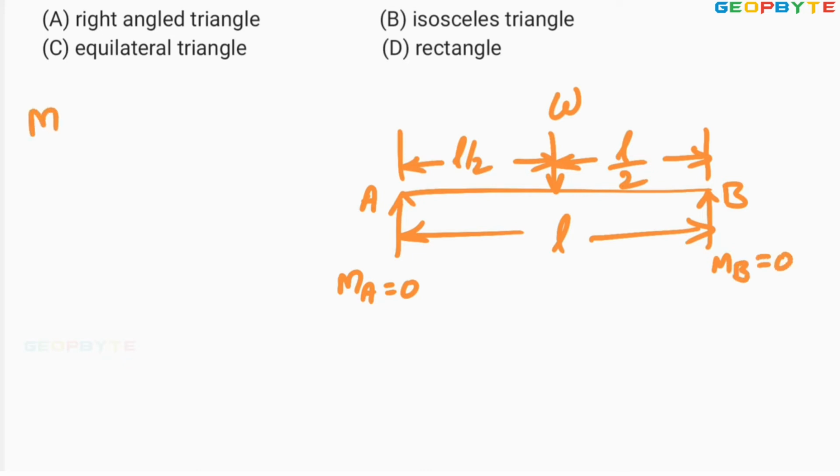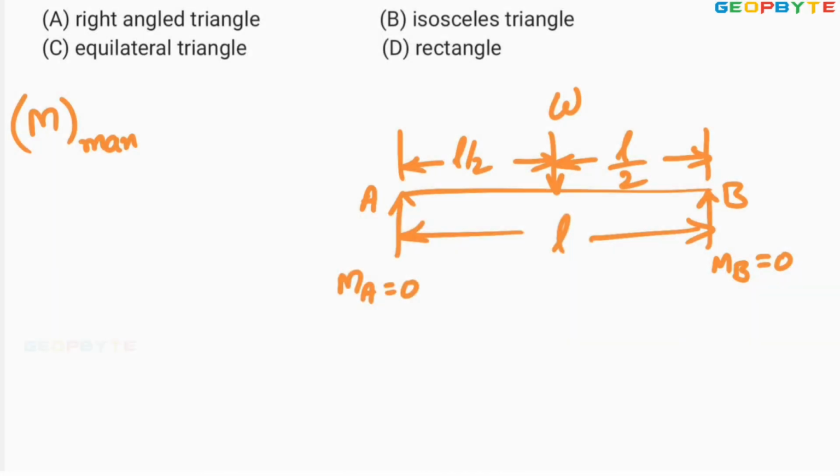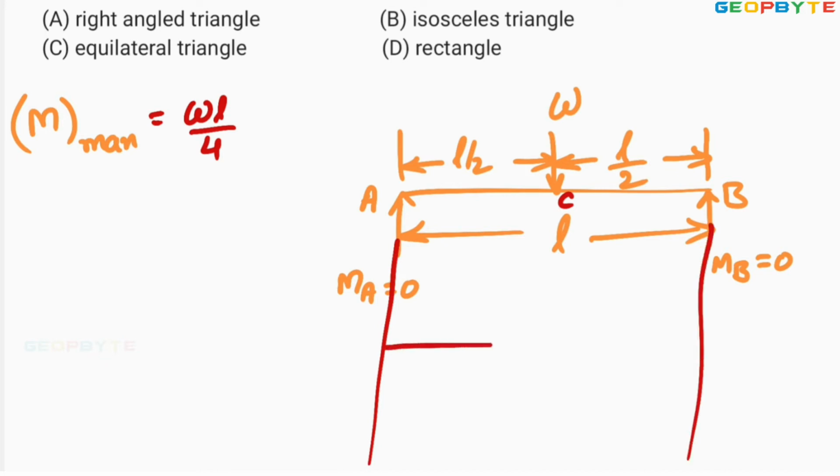And maximum bending moment at the center, let that be C. Maximum bending moment at the center C is equal to WL by 4. Therefore, the bending moment diagram may look like this. At A, bending moment is 0. At B also bending moment is 0.